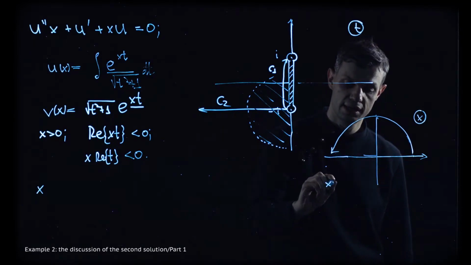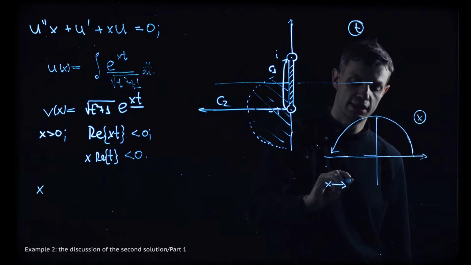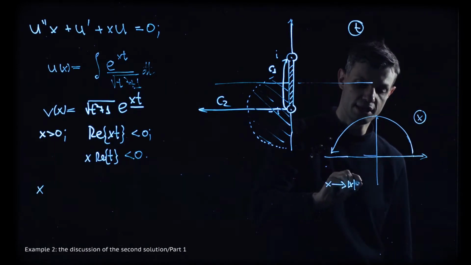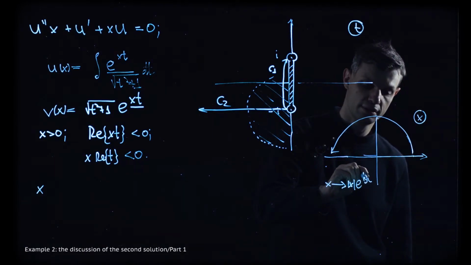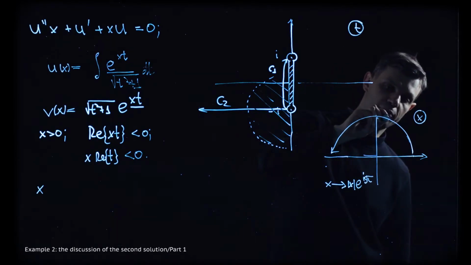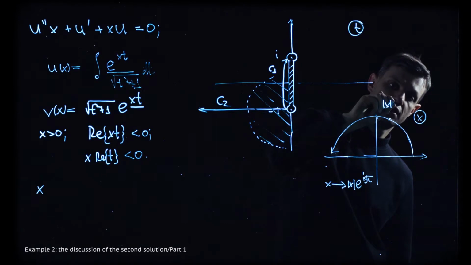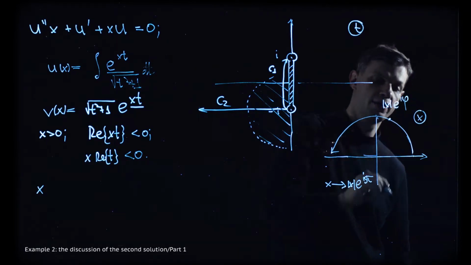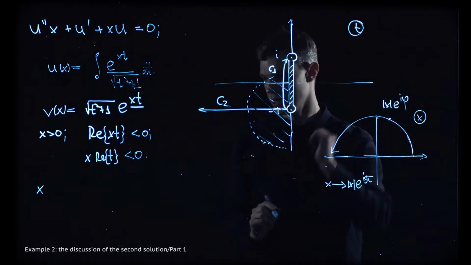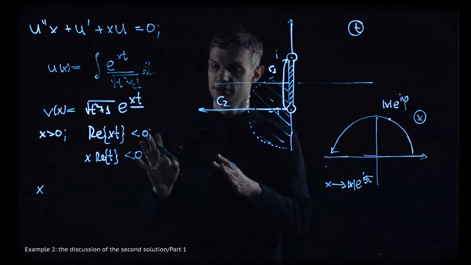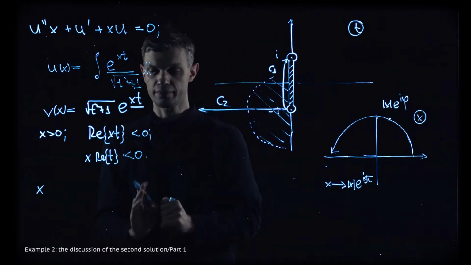So x changes to modulus x times e to i pi. And here, for example, when x is here, it's simply modulus x times e to i phi, where phi changes from 0 to pi. All right, so let's look at this condition.